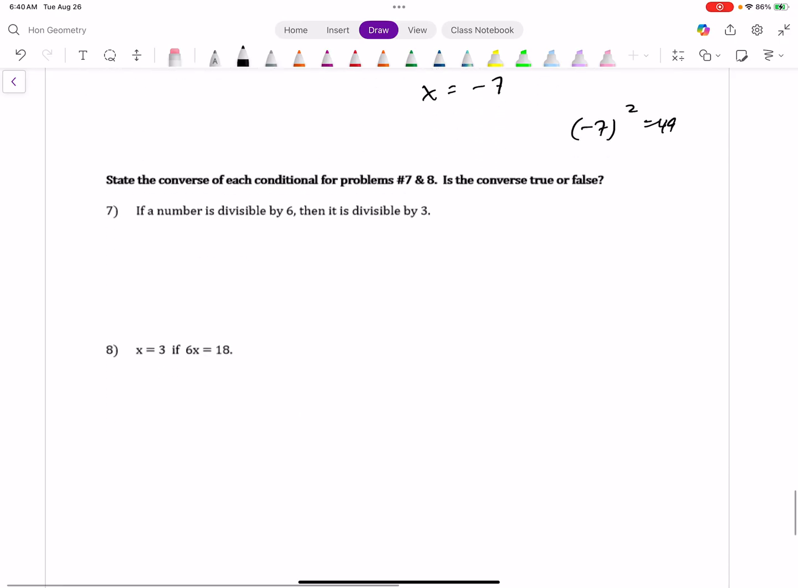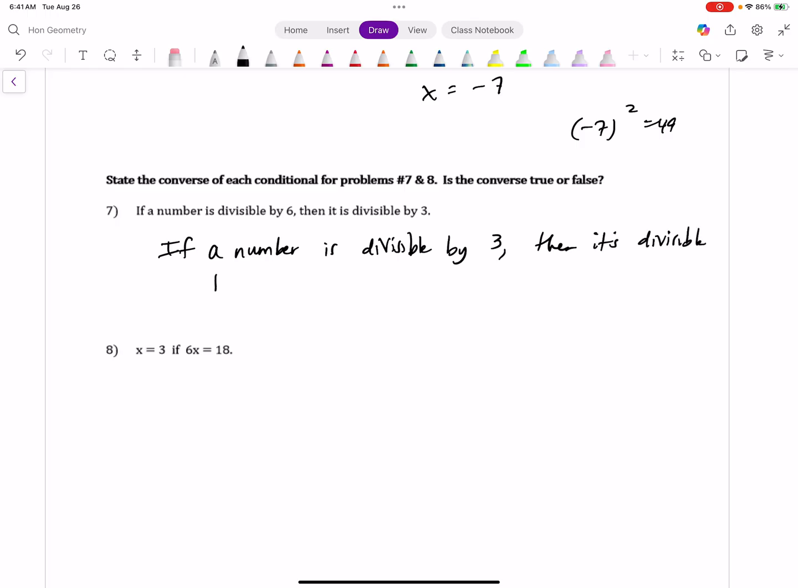Okay. So state the converse of each conditional for problems 7 through 8. Is the converse true or false? So if a number is divisible by 6, then it's divisible by 3. So its converse would be if a number is divisible by 3, then it's divisible by 6. All right, so is that true or false? False. Because 9 is divisible by 3, it is not divisible by 6. So it's a false statement.